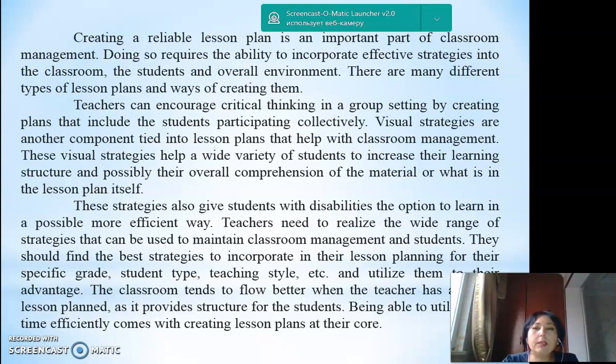Teachers need to realize there is a wide range of strategies that can be used to maintain classroom management and students. They should find the best strategies to incorporate in their lesson planning for their specific grade, student type, teaching style, and so on, and utilize them to their advantage. The classroom tends to flow better when the teacher has a proper lesson plan, as it provides structure for the lessons. Being able to utilize class time efficiently comes with creating lesson plans at their core.